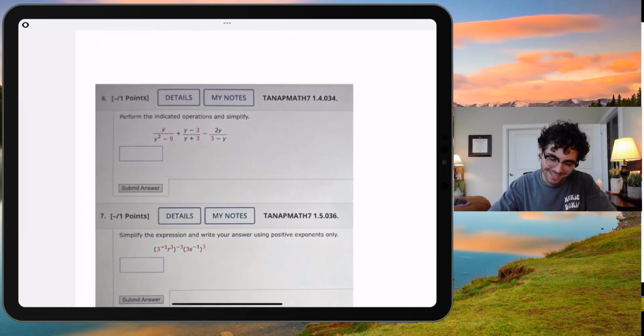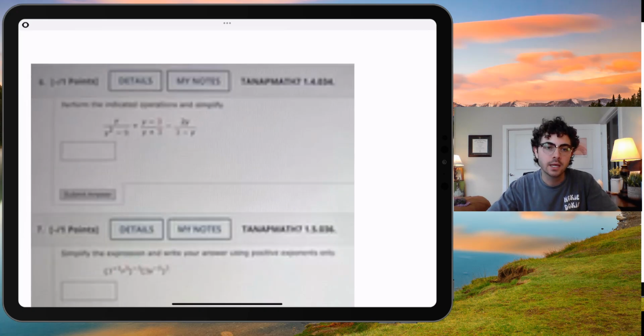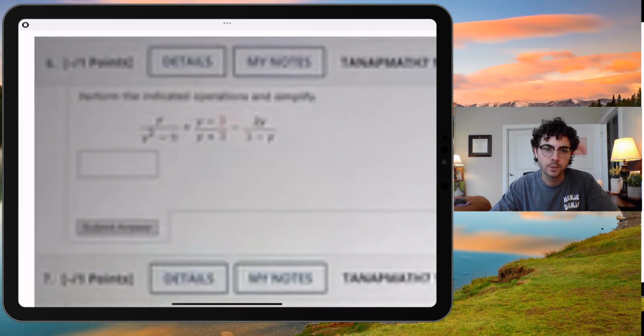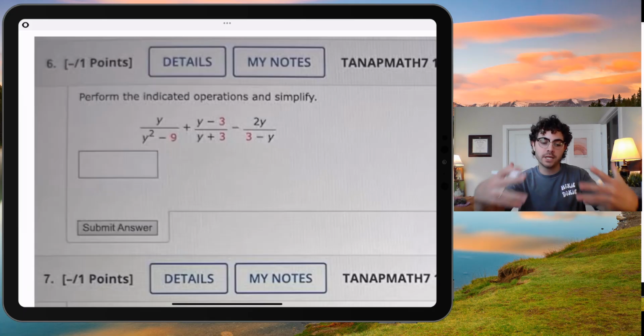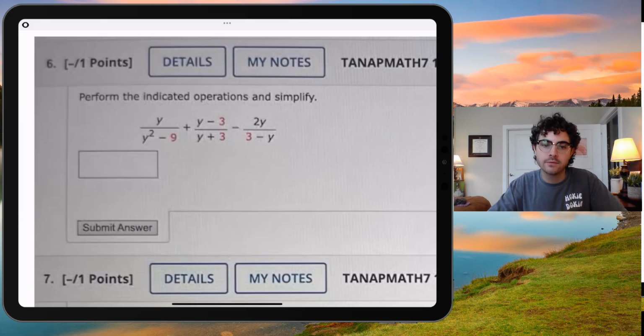Here's number 6. We got a mamma jamma here. They say perform the indicated operations and simplify. So we have three fractions being added and or subtracted together. In order to add or subtract any fractions, you must have a common denominator. So let's figure out first what that common denominator is. Then we can make all of them have the same denominator.